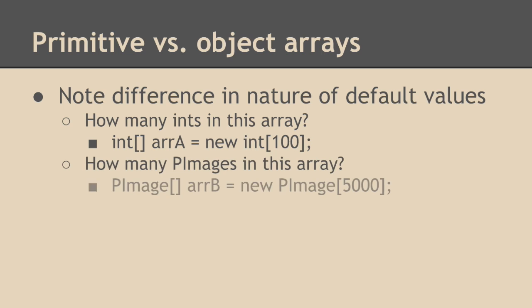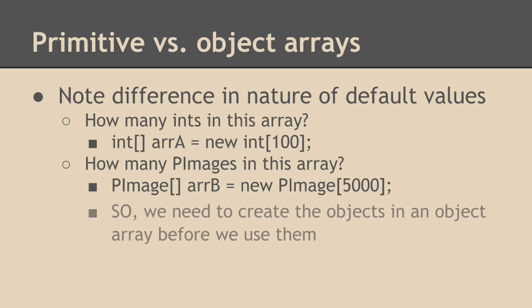What about this? Here's an array of PImages. How many PImage objects are in this array? The answer is not 5,000. The answer is there are no PImage objects in that array yet. There's room for 5,000 PImage references, but the objects haven't been created yet. All the values in this array are null.